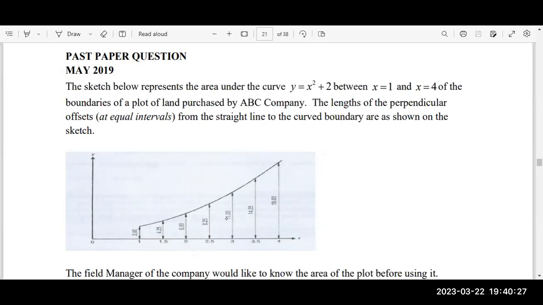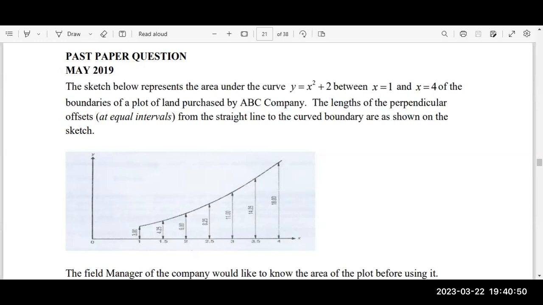1, 2, 3, 4, 5, 6. 1 between 1.5, 1 between 2, 1 between 2.5, 1 between 3, 3.5, and 4. Very good. And then now the ordinals would be 1, 1.5, 2, 2.5, 3, 3.5, 4. 1, 2, 3, 4, 5, 6, 7. Remember that from last night?